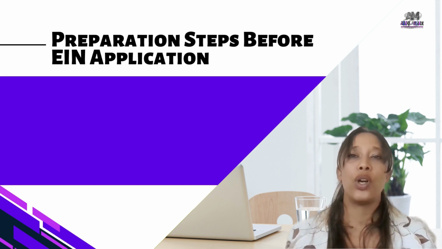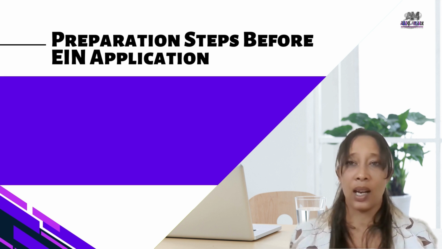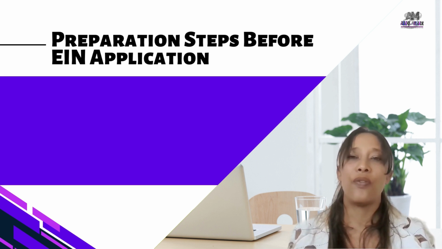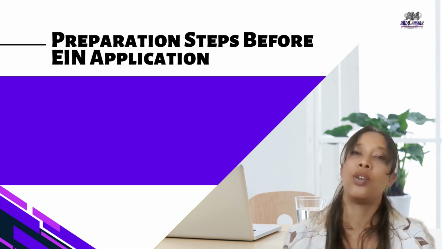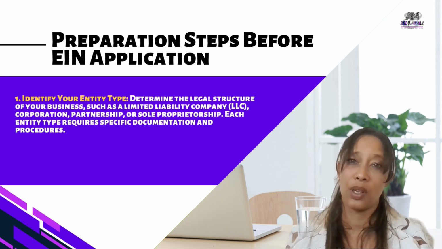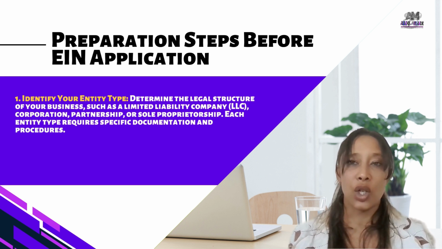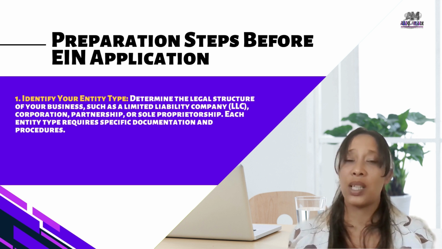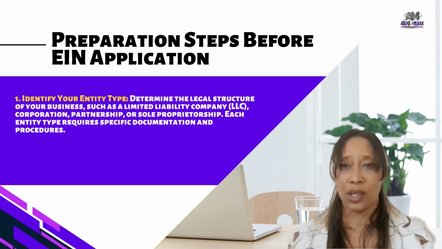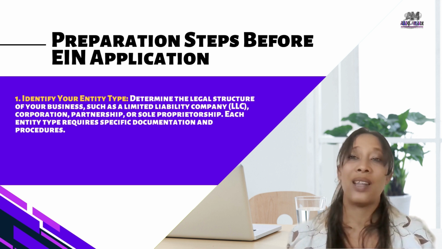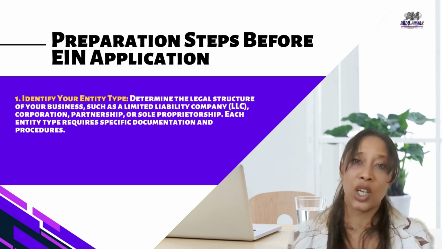So before you go ahead and begin your EIN application process, you need to first complete the following 2 steps. The first step, you need to identify your entity type. You need to determine the legal structure of your business. Is it a limited liability company or an LLC? Is it a corporation? Is it a partnership? Or is it a sole proprietorship? And you need to keep in mind that each of these entity types does require specific documentation and procedures.